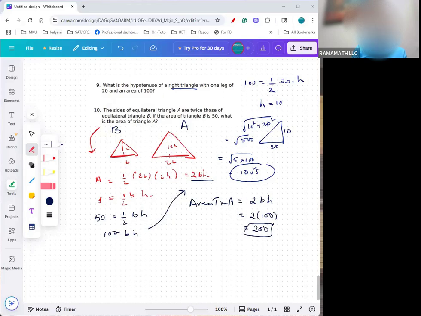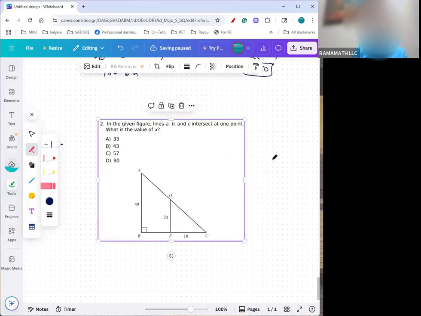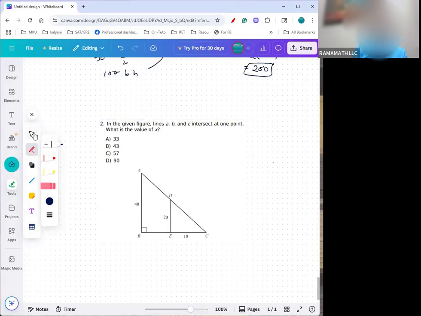Okay, let's go to the next one. These are the questions you always see on the test as well. So we're going to finish this triangles section together. That way you should be good to go. Let's give it a try.